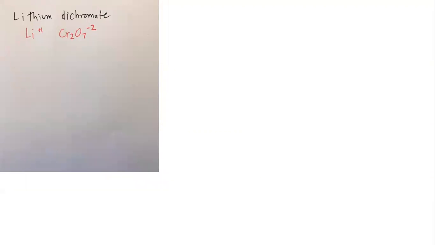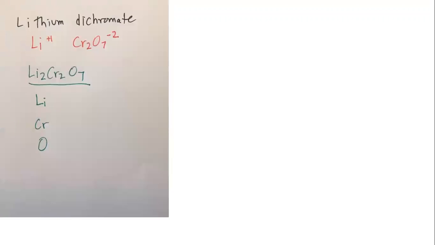Next one up is lithium dichromate. Lithium makes a positive 1 ion. It's in group 1. And dichromate's on table E. It's a negative 2 ion. Cr2O7, negative 2. Now crisscross, we're going to need 2 lithiums and 1 dichromate. In green, that's the formula, Li2Cr2O7.